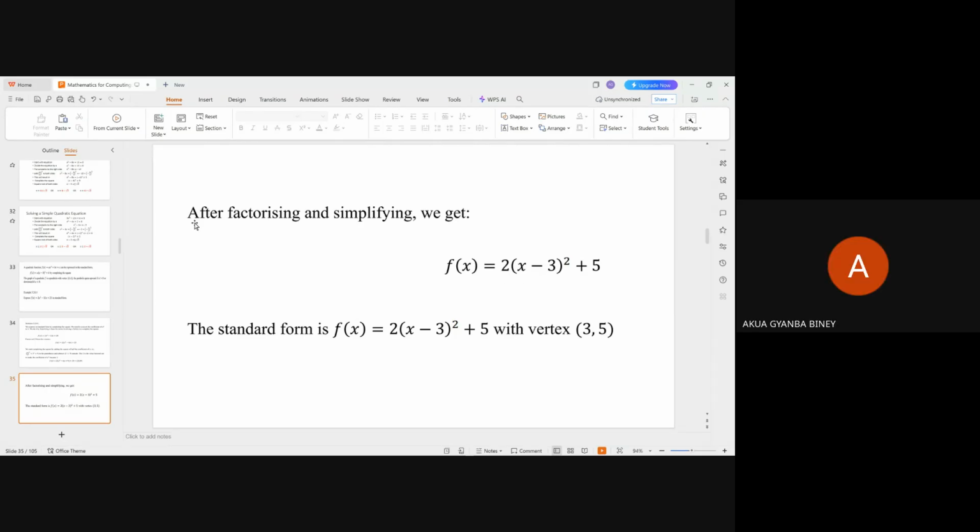So after factorizing and simplifying, we get this, which is the standard form of the equation that was given. Now, this standard form is saying that, looking at it.